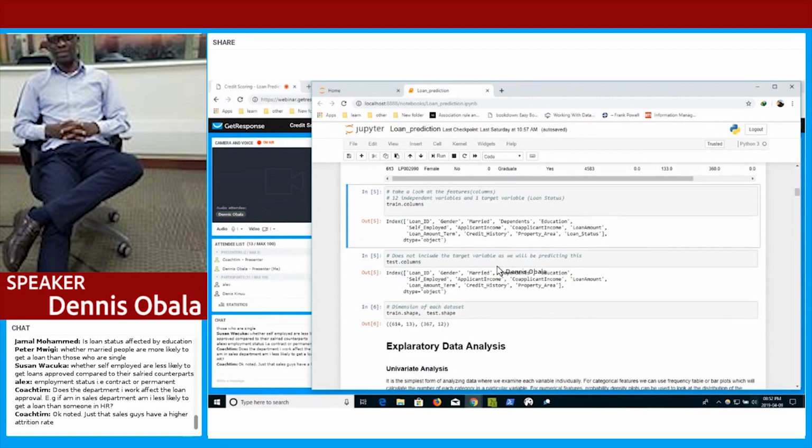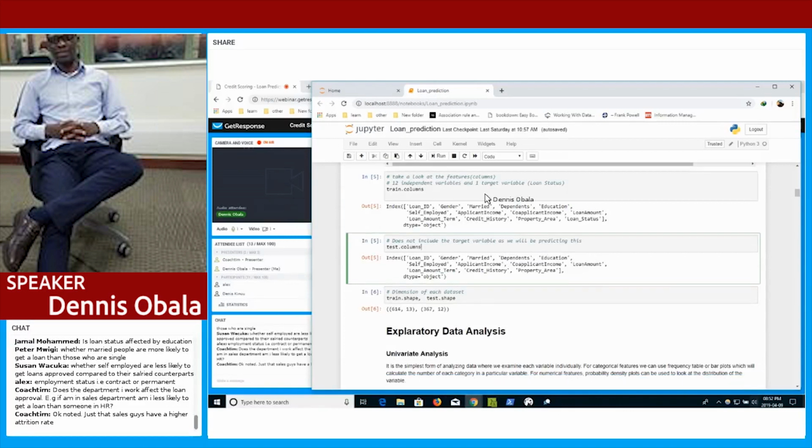So we'll look at the test columns. They're actually almost the same as the train columns, except the test columns do not have the loan status. This is what we are going to predict for the test data. When you run that, you'll notice it doesn't have the loan status.